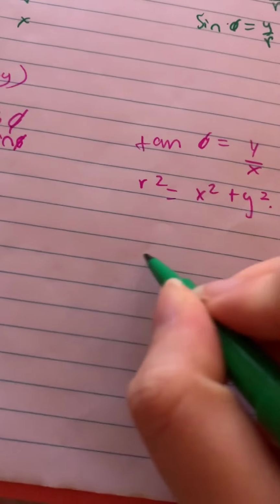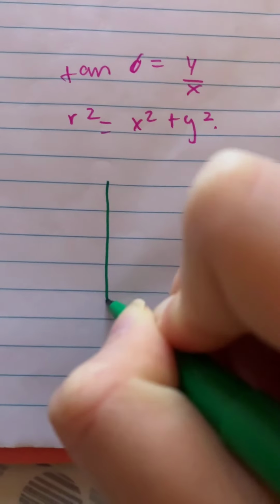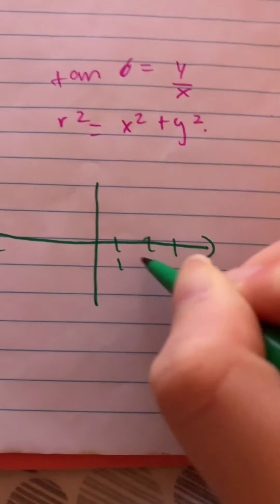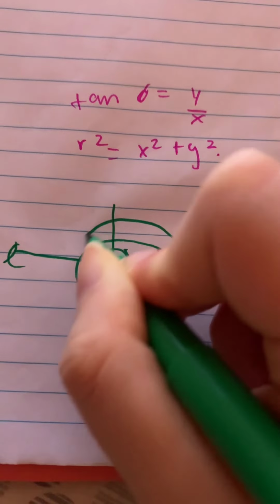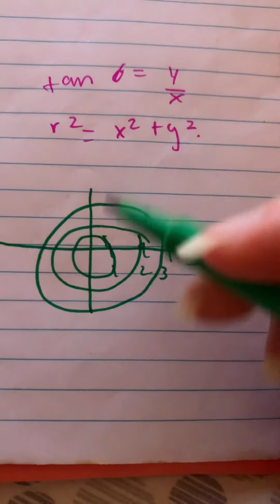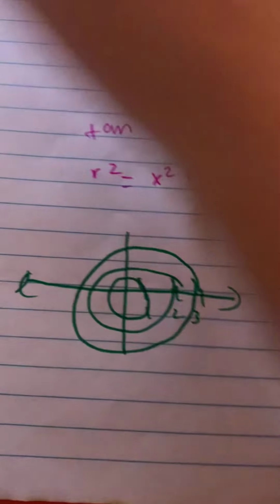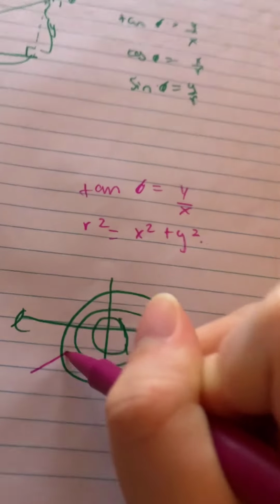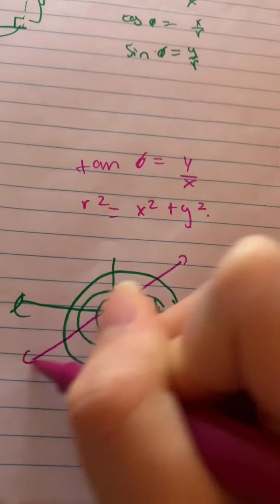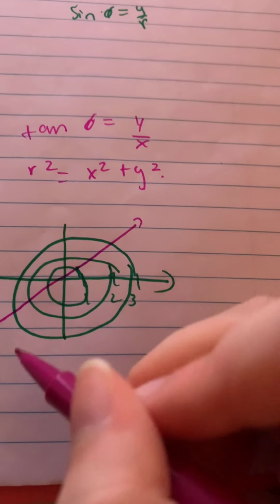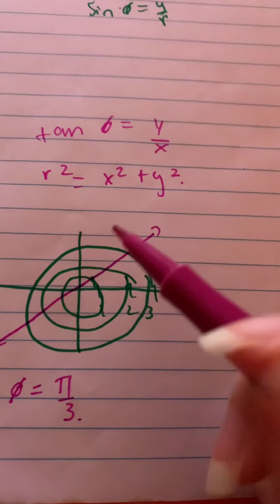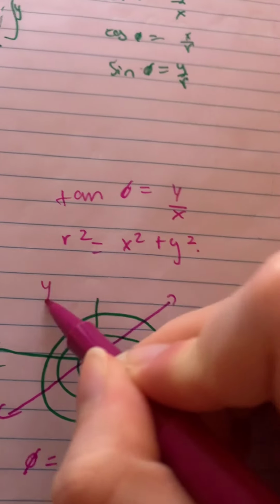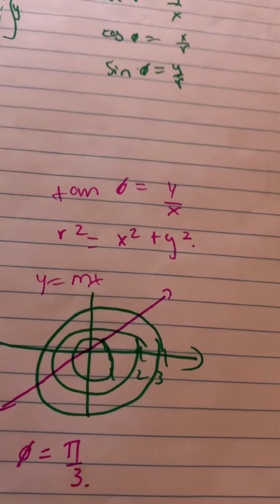Let's look at another graph. I'm going to do the same thing: draw the circles, 1, 2, 3. So with this graph, what if we have a line going through it? This line has theta equal to pi over 3. This is just saying the same thing as y equals mx, the slope formula.